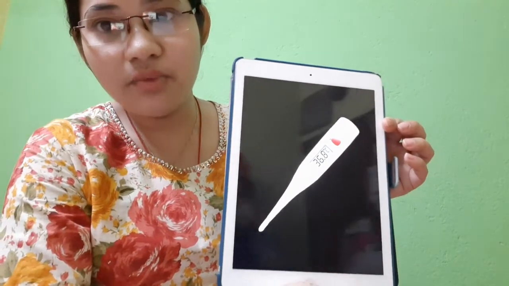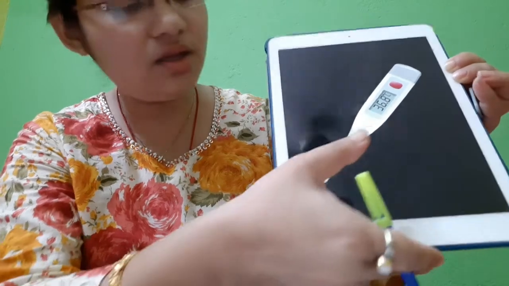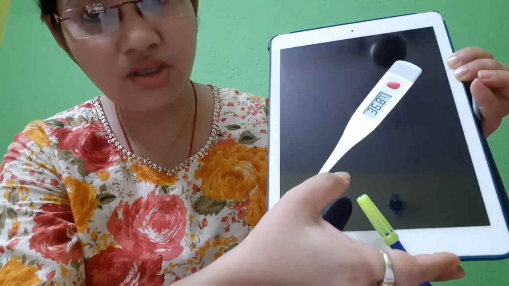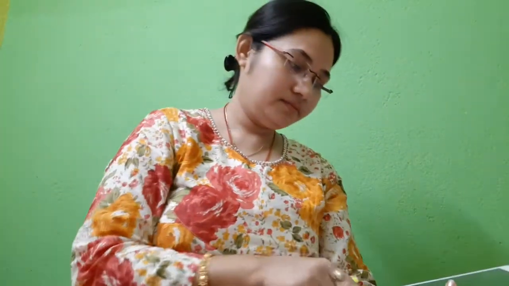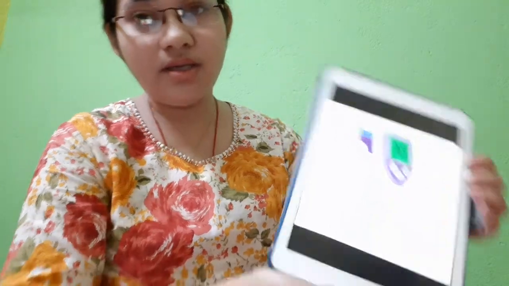In this way there are two scales, degree centigrade and Fahrenheit. Now one more, this is called the digital thermometer. In the digital thermometer also, you can see here a bulb is present, and the human body temperature is 36.8 degree Celsius. This is also another digital thermometer. Nowadays they use it for taking the temperature when you are entering some mall or office.